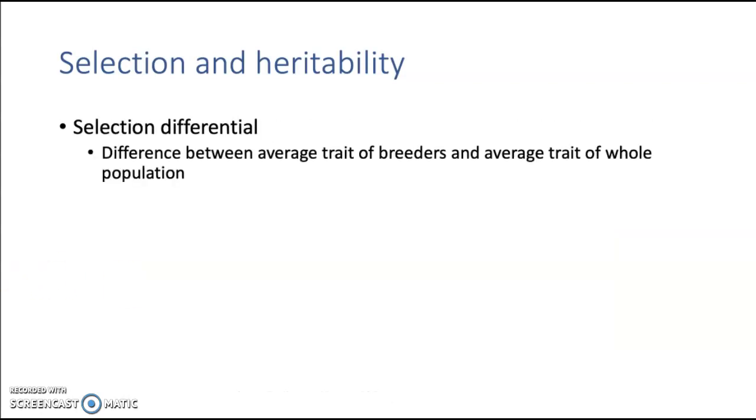So that selection differential, there you go: the difference between the average trait of breeders in the population and the average trait of the whole population. So now we let these individuals breed and we look to see what happens to their offspring. What are the traits in their offspring in the next generation?